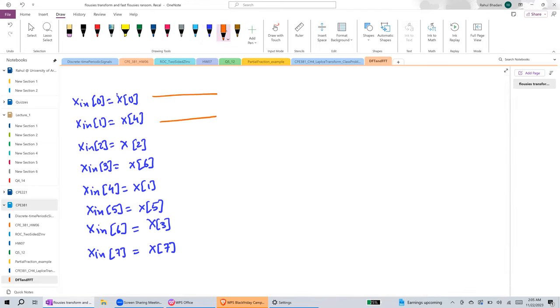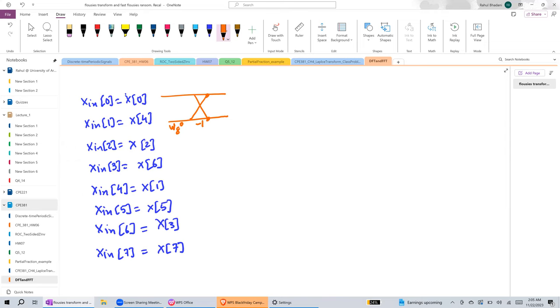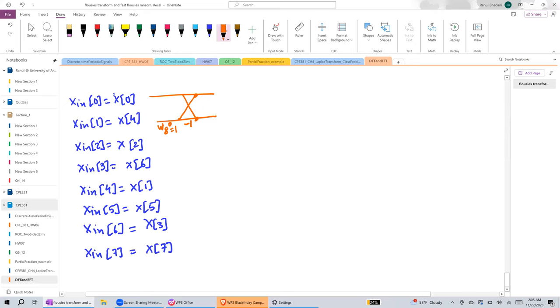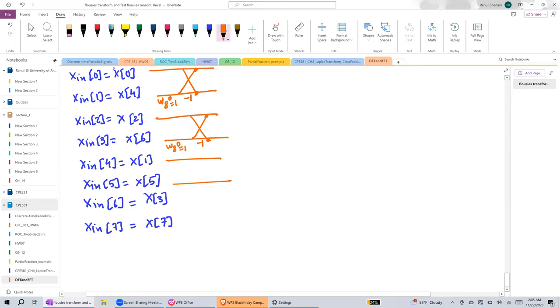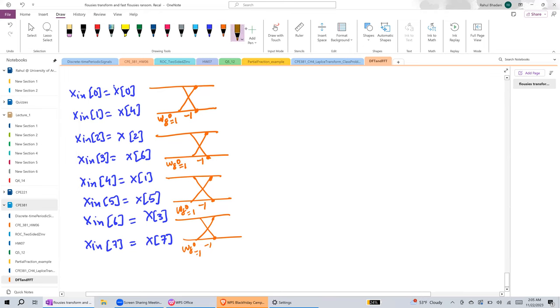So in 2-point DFT, we have, so here we have minus 1 and W8 0. Okay, so in this case, it will just be 1. You can do the calculation to find out. Okay, W8 0, here minus 1. And minus 1, W8 0. Okay. Then the next stage. So the next stage. Okay. Next stage.